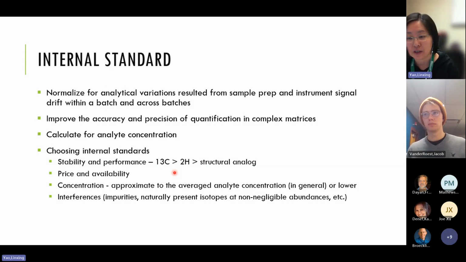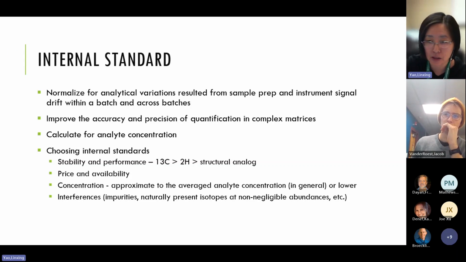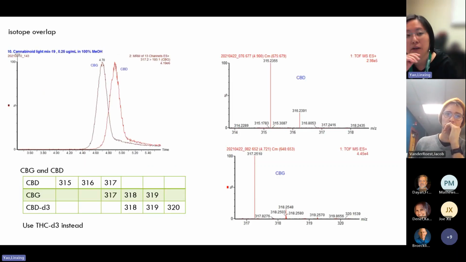the deuterated standards. The ideal concentration of internal standard should be approximate to the average analyte concentration in the sample set, or sometimes you can use a lower concentration if your labeled standards are really expensive. And when testing internal standard, you also want to watch out for interferences from impurities in the internal standard and those naturally present isotopes. The example I'm giving here is a plant cannabinoids assay we developed at ARC.